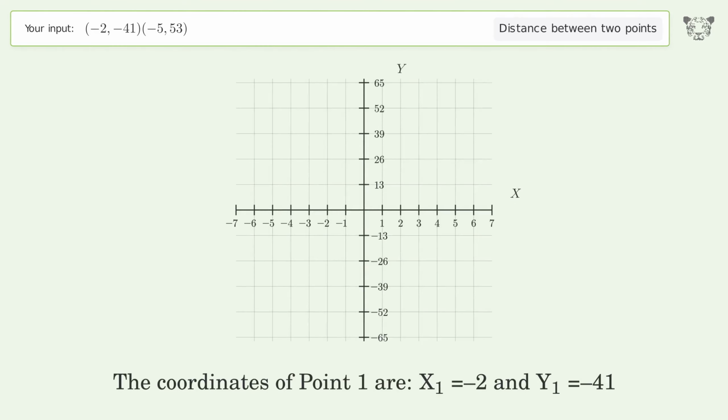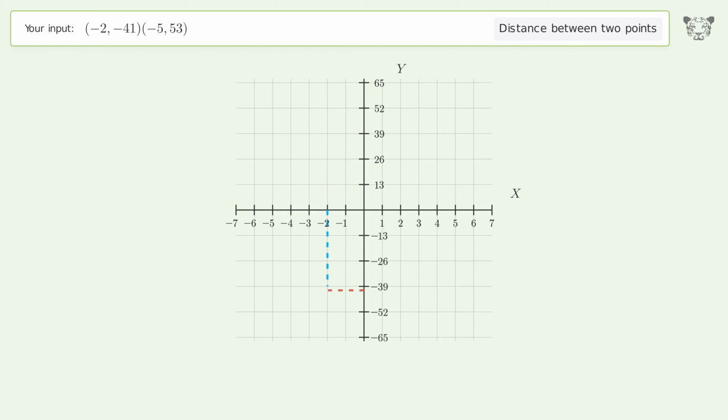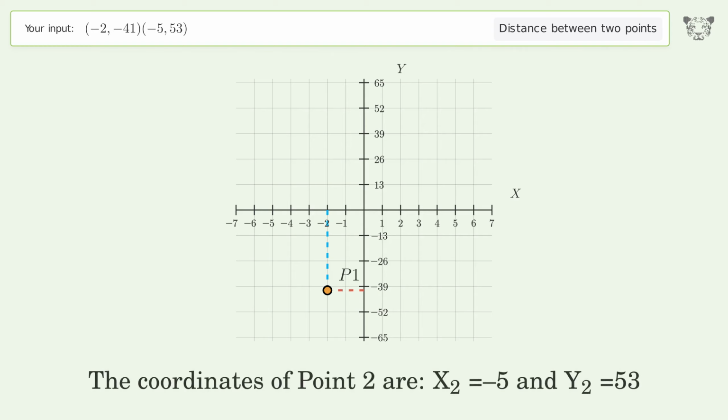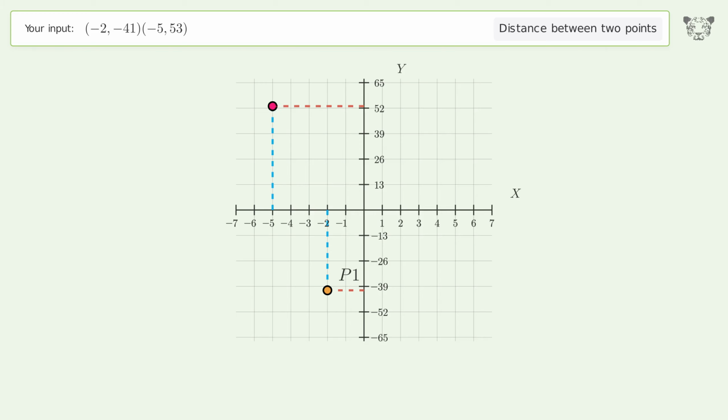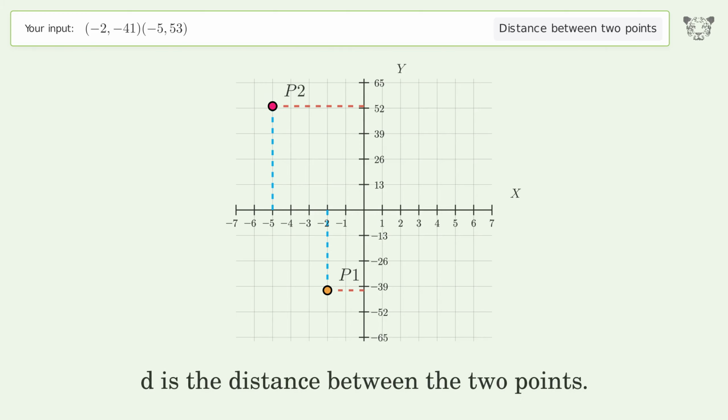The coordinates of point 1 are, x1 equals -2 and y1 equals -41. The coordinates of point 2 are, x2 equals -5 and y2 equals 53. D is the distance between the 2 points.